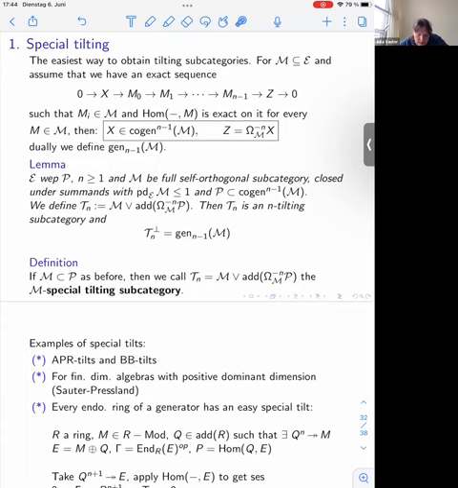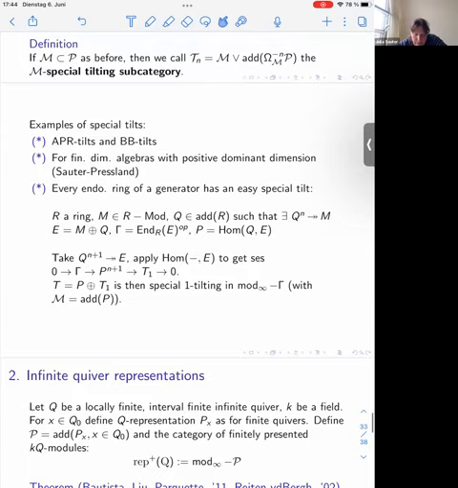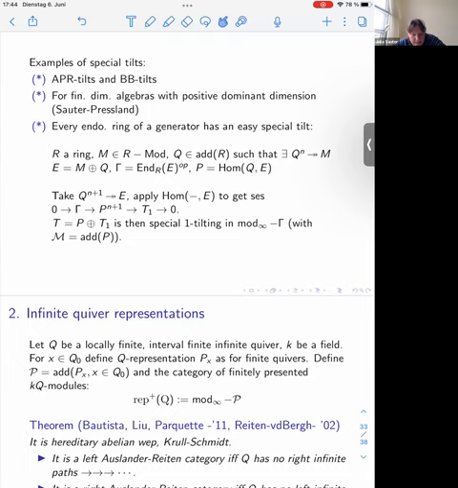then we call this, as I call this, special tilting. I don't know, that was just the name we gave it, but this is not discovered by us. Many people found these kind of examples. The easiest situations are RPR tilts and BB tilts, or for finite dimensional algebras with positive dominant dimension. I studied these with Presland, with Matthew Presland together.